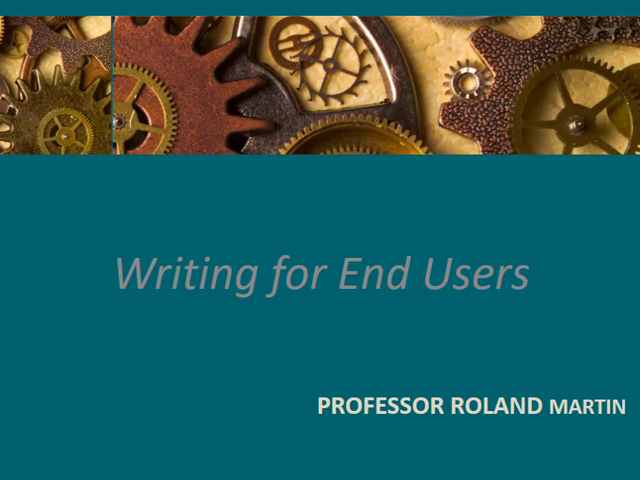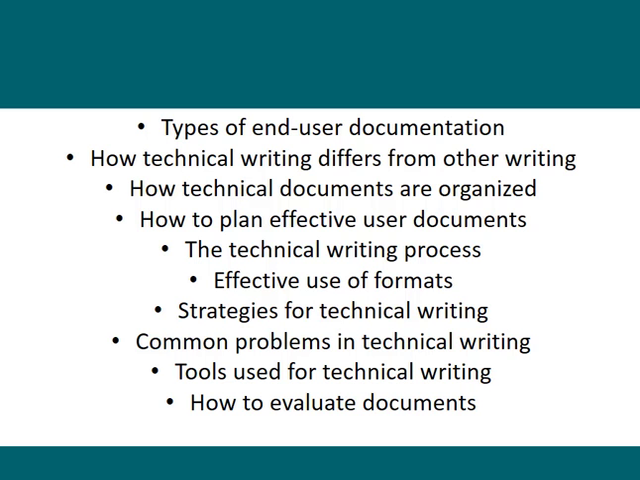There are several different objectives we want to try to complete, and I'll highlight those areas now. You can see I have those listed now. Types of end user documentation that we might see or even complete, how technical writing differs from other writing, how technical documents are organized, how to plan effective user documents, the technical writing process, effective use of formats, strategies for technical writing, common problems that we see in technical writing, those various tools that are used for completing our technical writing, and then how to evaluate our documents.